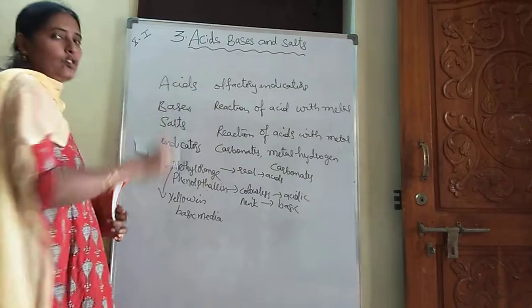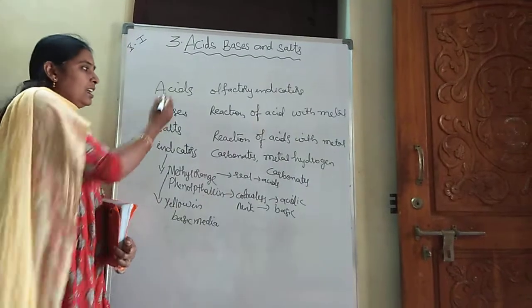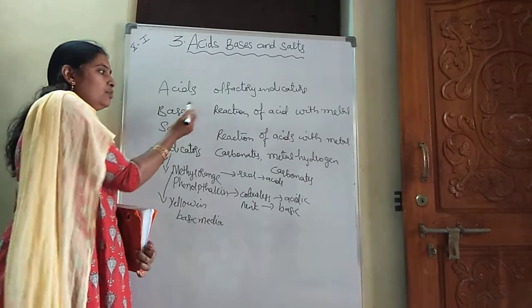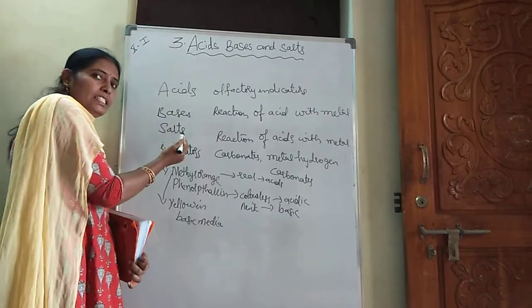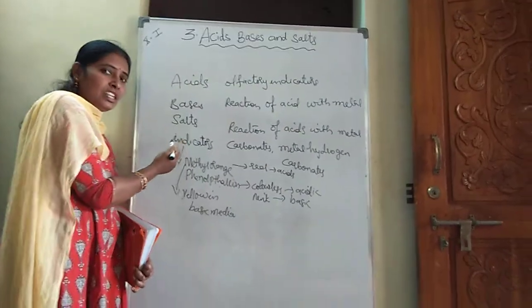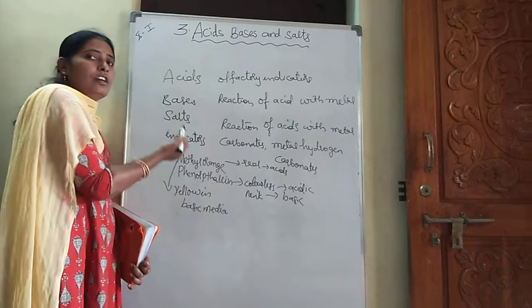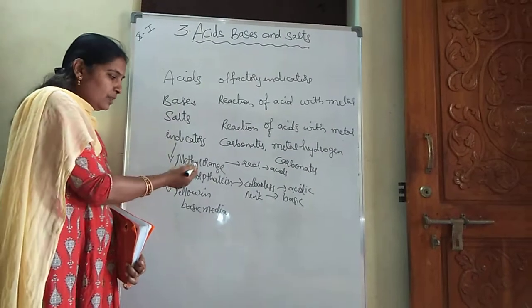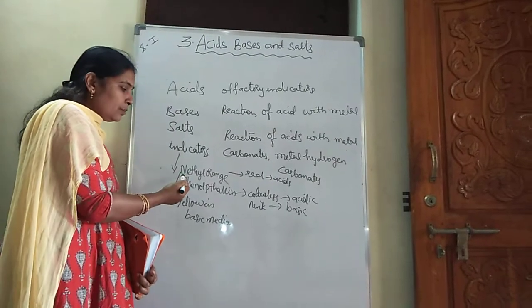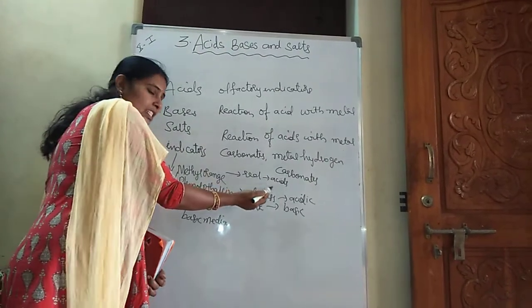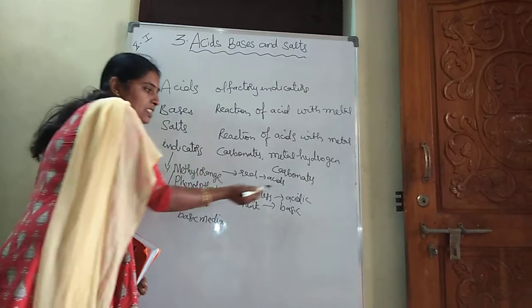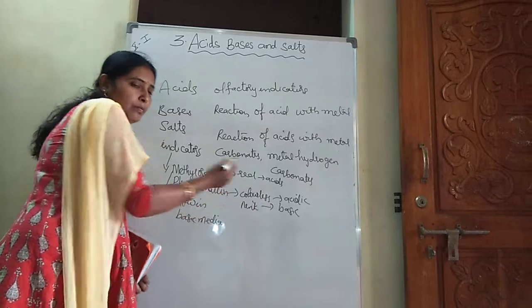See, all these topics we discussed. What is an acid? The substance which changes blue litmus into red is said to be an acid. What is a base? Red litmus changes into blue. Salts: acid plus base gives rise to salt and water. An indicator is a substance which indicates whether it is acidic or basic. We used red litmus, blue litmus, methyl orange and phenolphthalein as indicators. Once again, methyl orange is red in acidic medium and yellow in basic medium. Phenolphthalein is colorless in acidic medium and pink in basic medium.